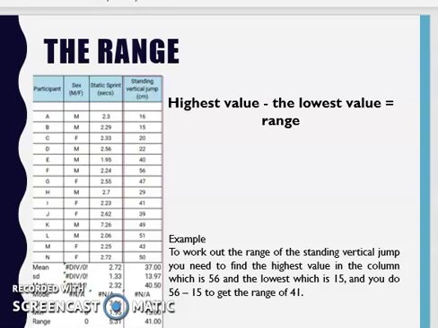One of the limitations with using the range is that if there are any anomalies, a single data value can greatly affect the value of the range, and it makes it less effective for the researcher. The purpose of the range is to see the difference between the highest and lowest values. An example is on screen at the moment. So to work out the range of standing vertical jump, you need to find the highest value in the column, which is 56, and the lowest value, which is 15. And you do 56 minus 15 to get the range of 41.